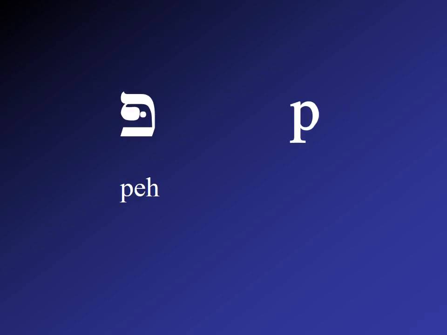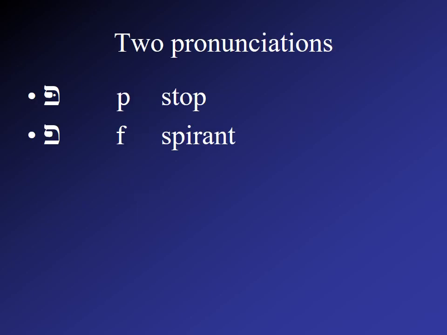This letter is a pei. It sounds like the English letter P, pei. As you may have guessed, the pei has stopped and spirantized forms as well. When it has the dagesh, the stopped form of the letter, it sounds like pe, pei. The spirantized form of the letter, without the dagesh, without the stopped air, sounds like f, fe, fei.